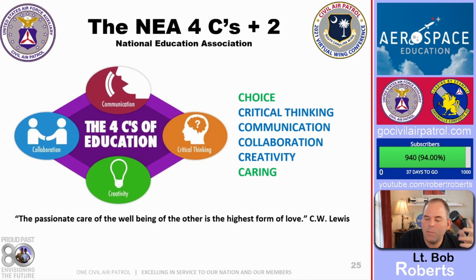C.S. Lewis has a great quote that I love: The passionate care of the well-being of the other is the highest form of love. So again, this isn't talking about creepy hugs. This is just talking as a human being from one person to another, making sure that you care for each other, and you can show that in your lesson plans.